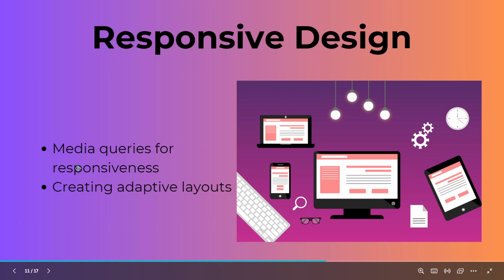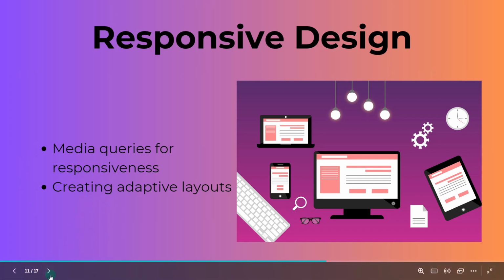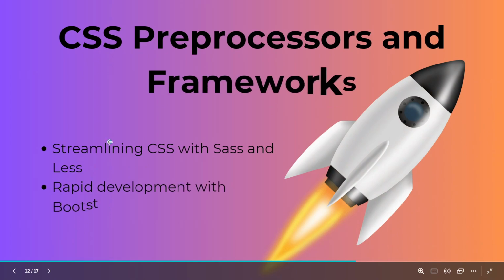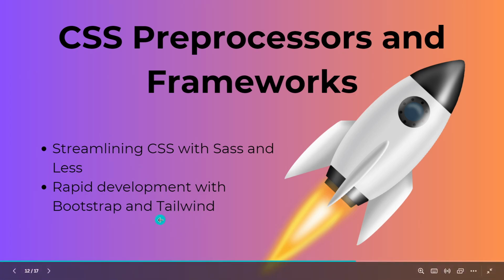Later on, we'll proceed to responsive design. How do we design a website that can fit into a tablet, a desktop computer, a smartphone, etc. Here we'll be looking at creating adaptive layouts. Then we'll go on to CSS preprocessors and frameworks. CSS has a number of preprocessors, the big ones being Sass and Less. Then we'll be looking at rapid development with already made CSS styling, that is Bootstrap and Tailwind. Tailwind has been a current trend of most loved frameworks.